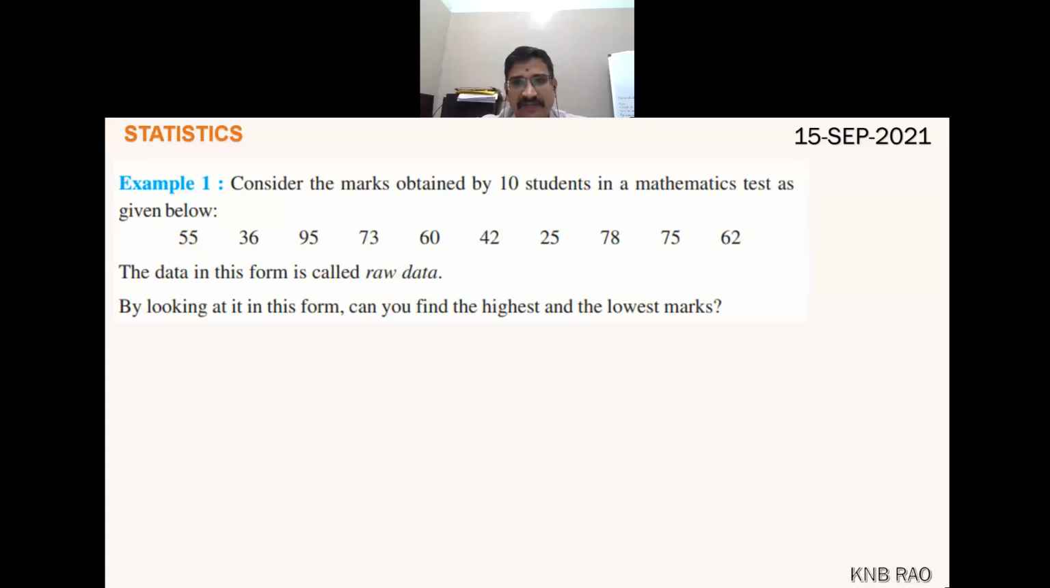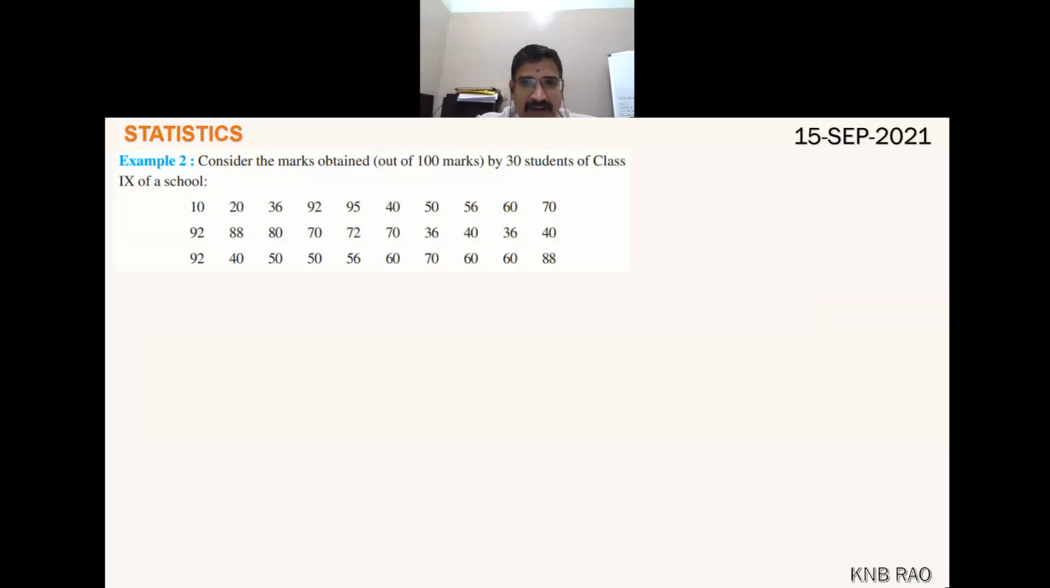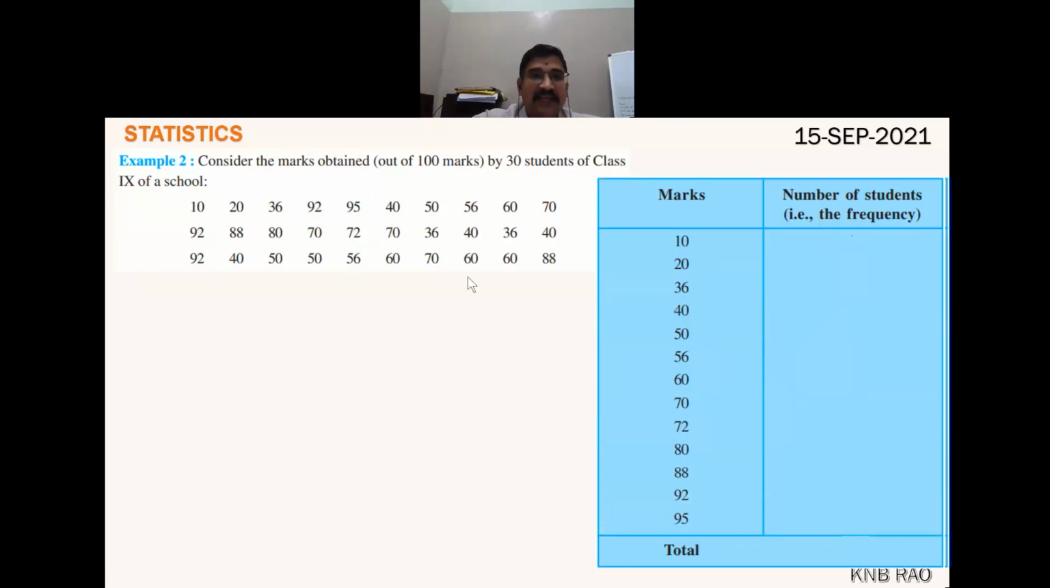Then this example 1 we have already done yesterday. We know it is raw data, and we know what is the highest score and lowest score, and the difference between them is the range. Afterwards, example number 2. Now read the question and do the work. Consider the marks obtained out of 100 by 30 students of class 9th of a school. Make a frequency distribution table having marks and number of students.